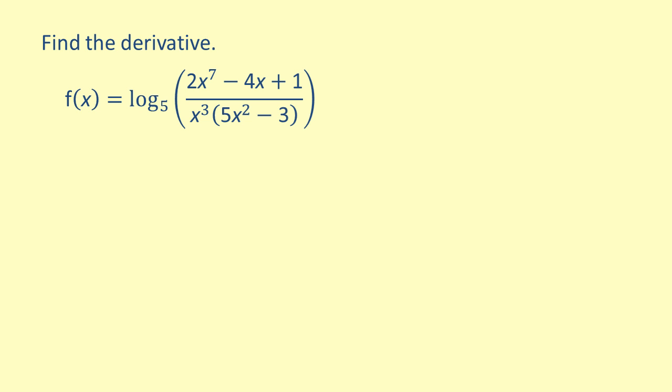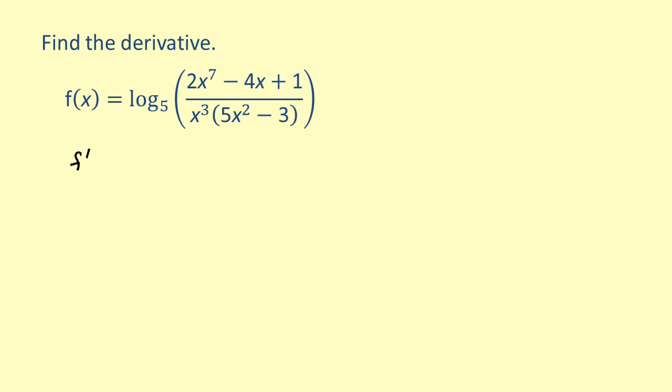In this problem, we'll use the properties of logarithms to find the derivative of f of x. First, let's rewrite the expression so it isn't a fraction. We can do this because we have a rule, called the logarithm quotient rule, that says the logarithm of a fraction is equal to the logarithm of the numerator minus the logarithm of the denominator.